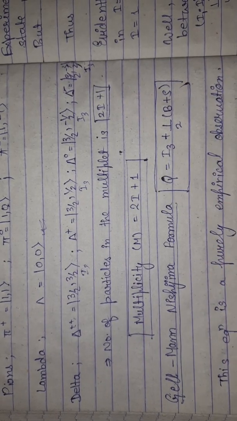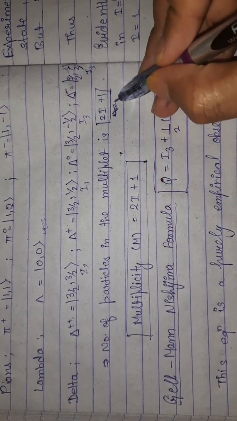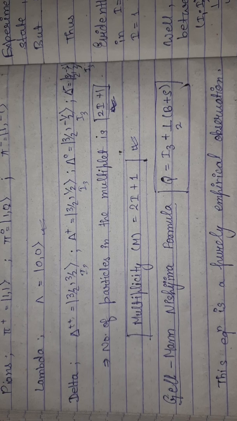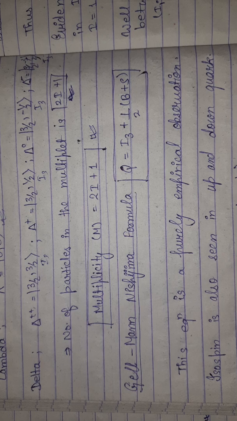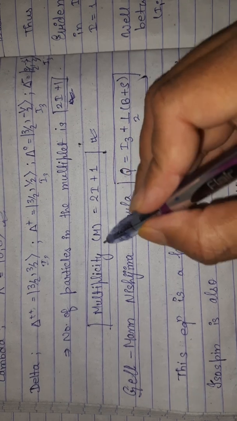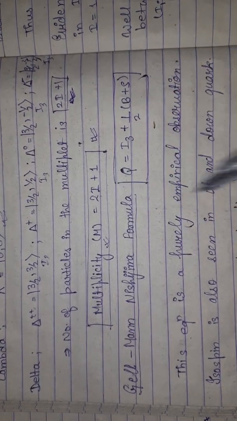The number of particles in the multiplet is actually 2I plus 1. So from here we get the multiplicity. The same kind of particle can be involved in a multiplet, and the number in the multiplet can be derived from a single particle's isospin.